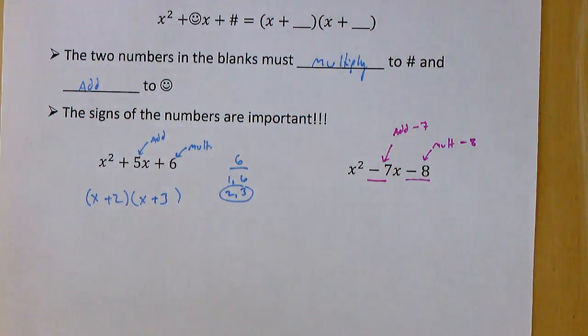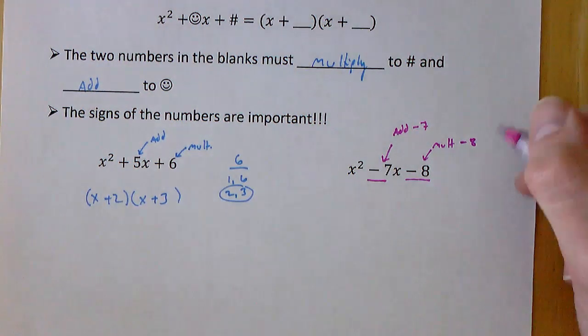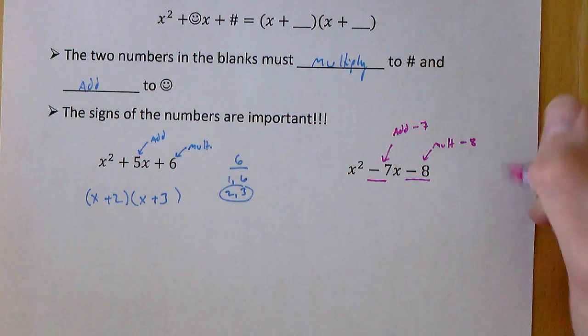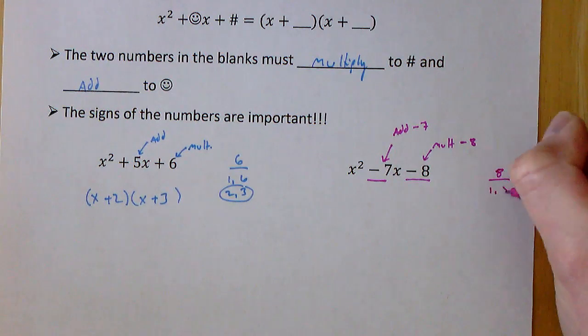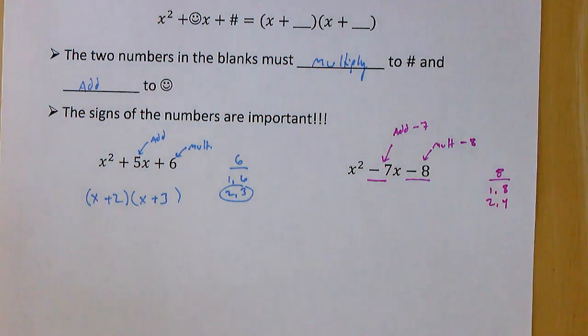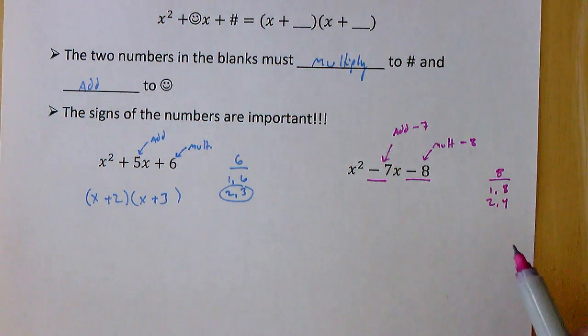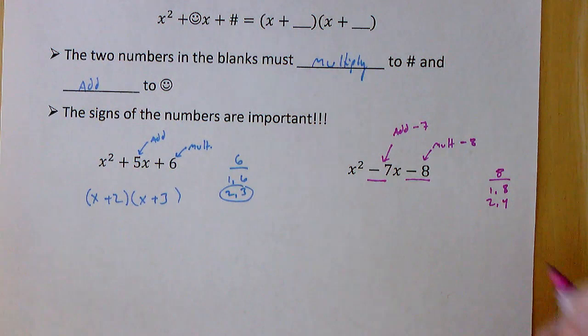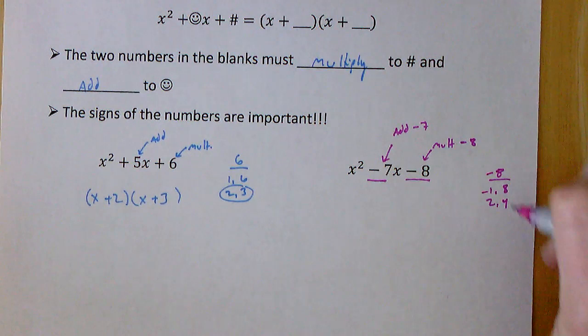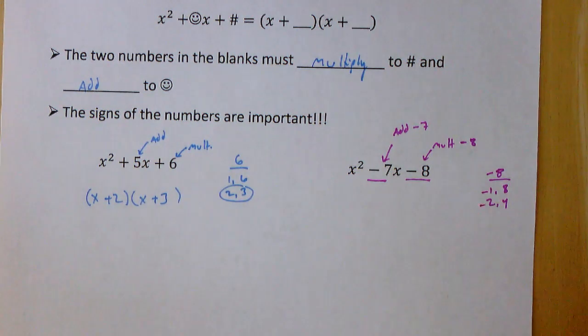So two numbers that multiply to -8. Well, what does that mean? If I think about things that multiply to 8, I've got 1 and 8 or 2 and 4, that's it. But if they're going to multiply to -8, that means that one of the two numbers is going to have to be negative. So my options are it could be -1 and 8, -2 and 4, or it could be 1 and -8, or 2 and -4. Then I need a pair of numbers here that are going to add to -7.